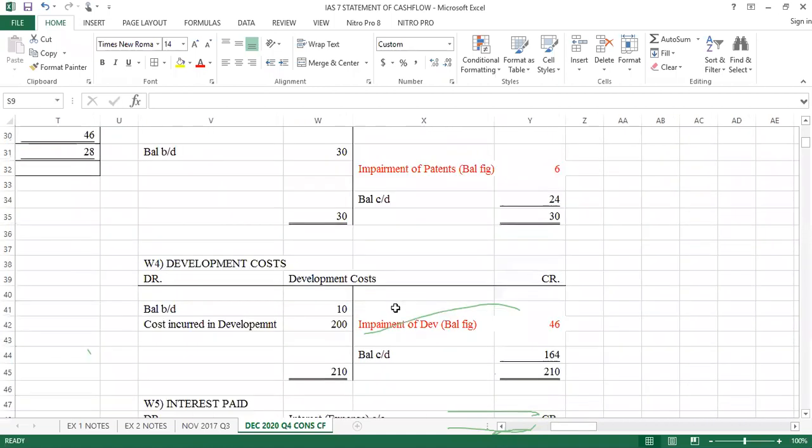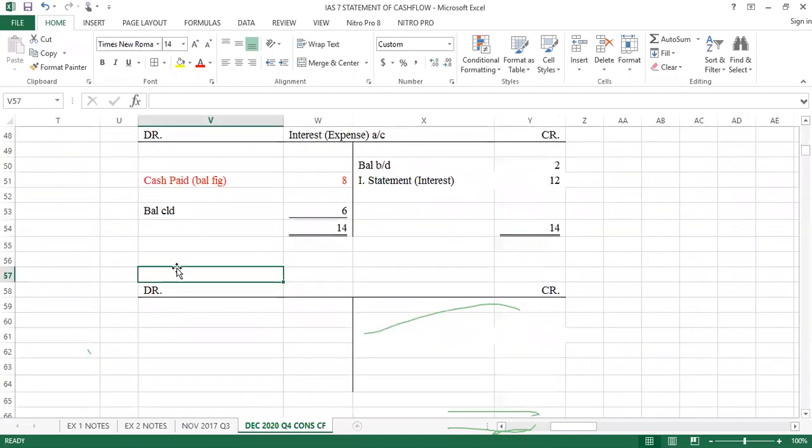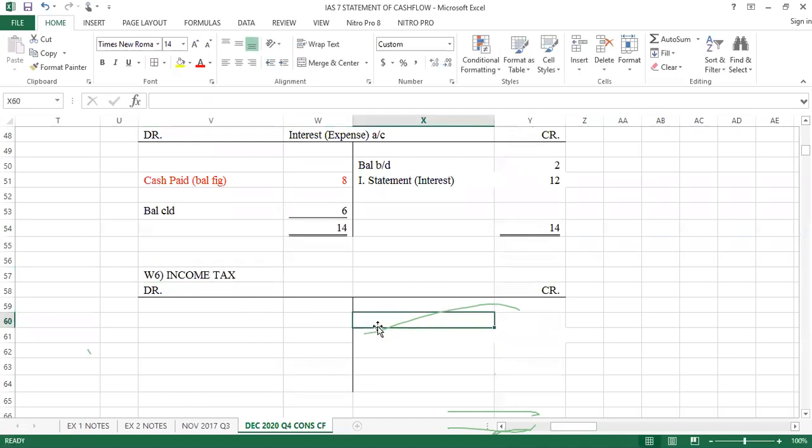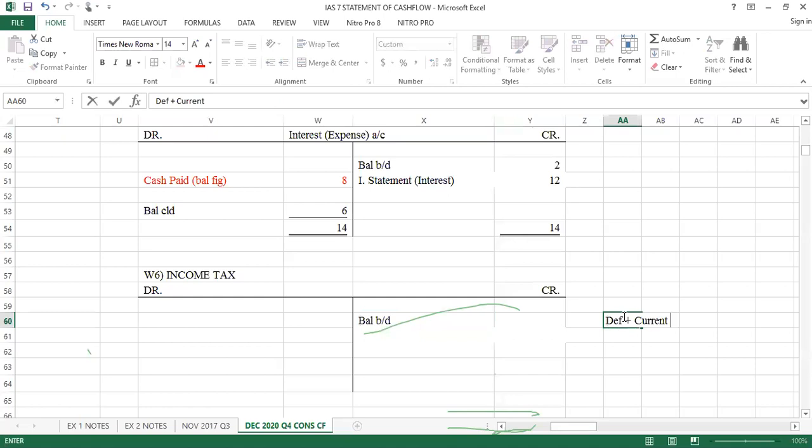Next, we go to working 6. Working 6 is income tax. Before I forget, there were 2 income taxes. Remember, there was deferred plus current tax. So don't forget about that.